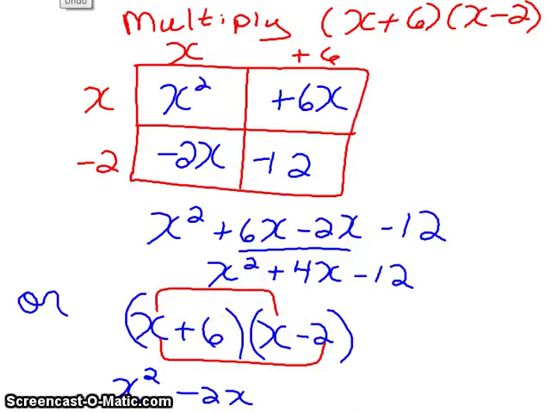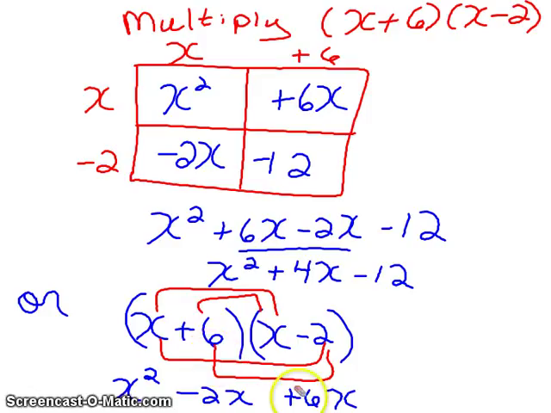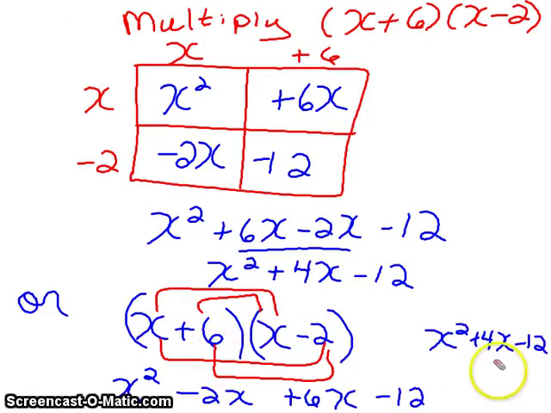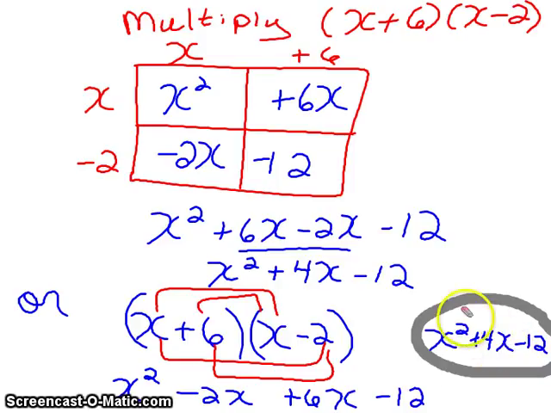I then go to my second number, which is 6. So it's 6 times x, which gives me positive 6x, and 6 times negative 2, which is negative 12. I once again combine my like terms, and I get a final answer of x squared plus 4x minus 12.